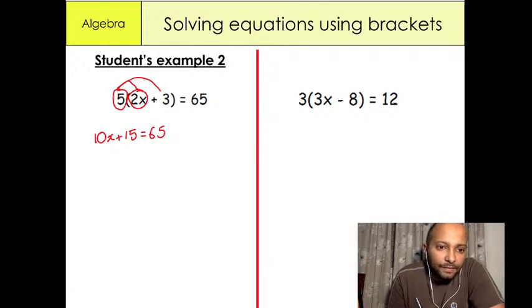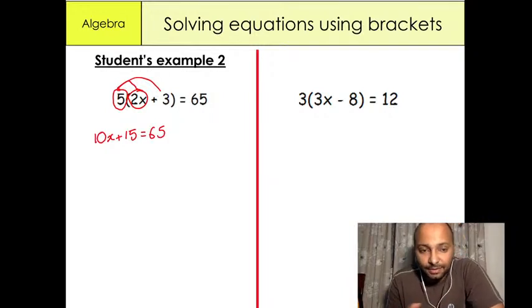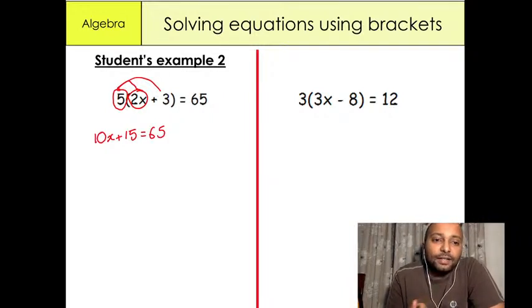I want to get rid of this positive 15. Now to do that, you need to make it 0. So what do I need to subtract from 15 to equal 0? So I'm going to minus both sides by 15.